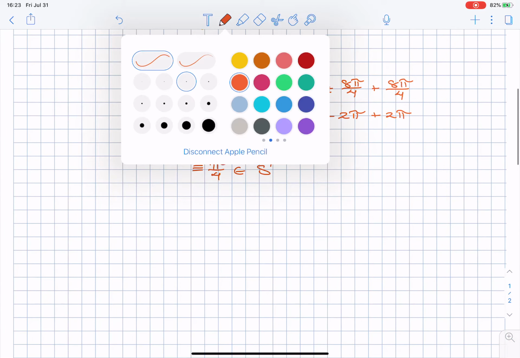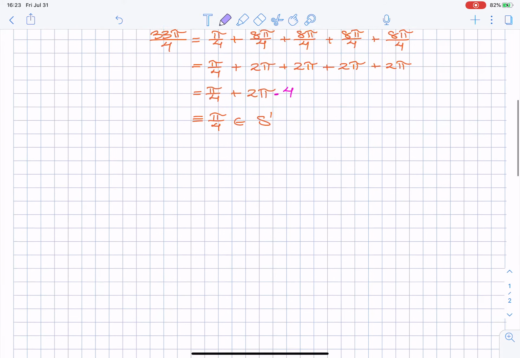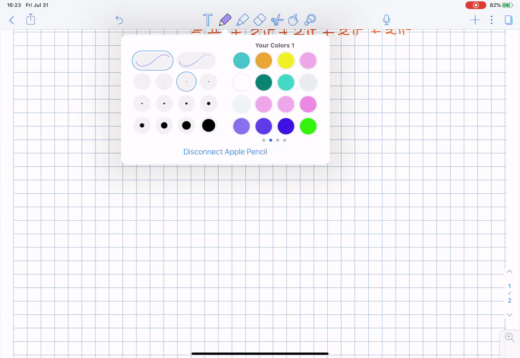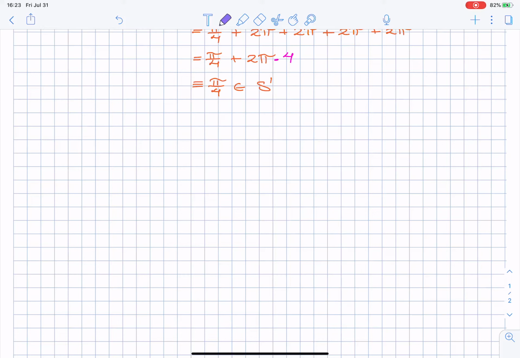So, theorem. Should I use a darker purple for theorem? Okay, so theorem. For all angles theta who in absolute value have a measure larger than 2 pi radians, let me write my for all a bit better. There we go, that looks a bit better.